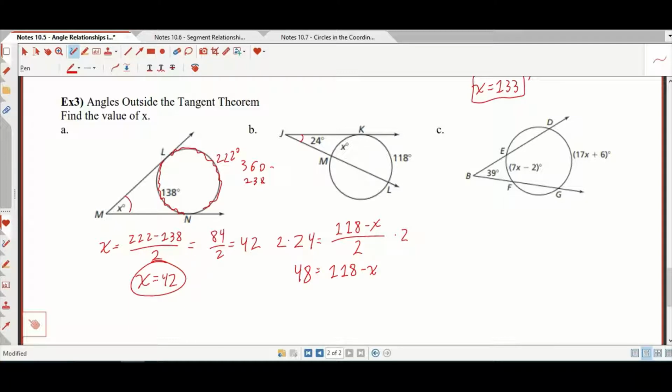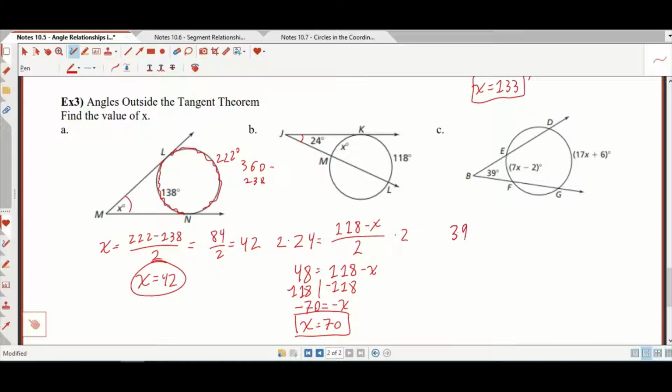And I'm doing that really because that's what would have happened over here. Take away 118 from both sides. 48 minus 118 is negative 70. So negative 70 equals negative x, which means that x equals 70. Cool. Yuck, but we can do this.